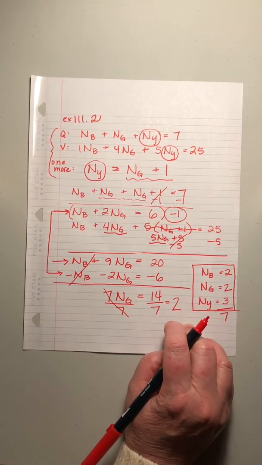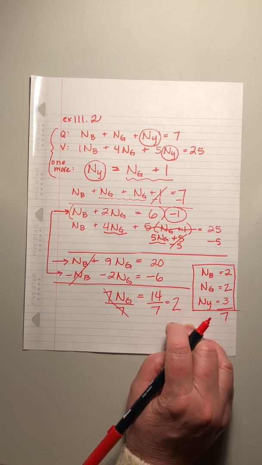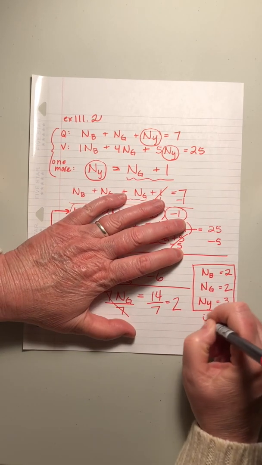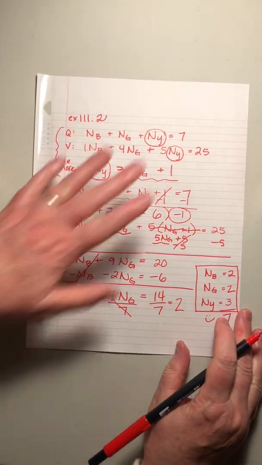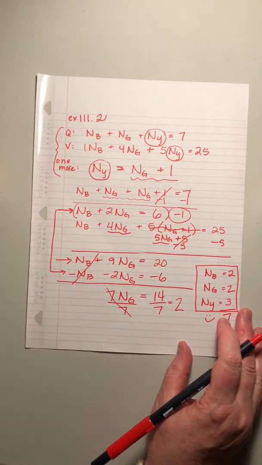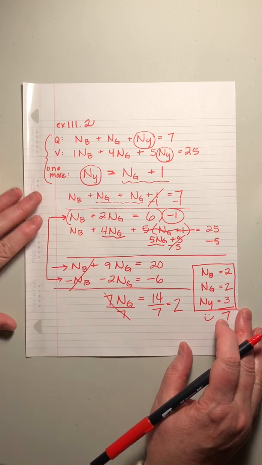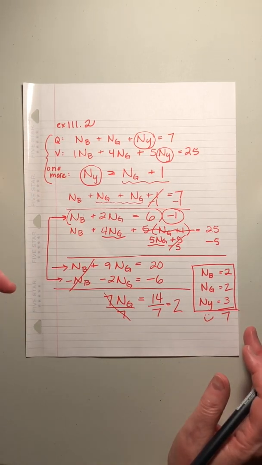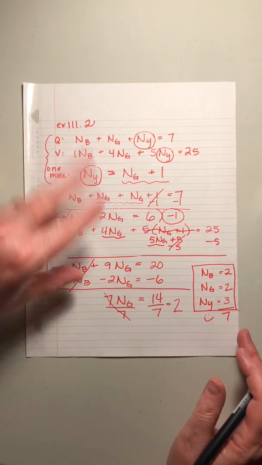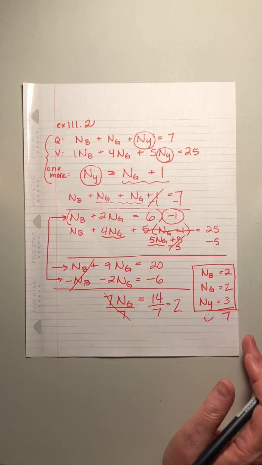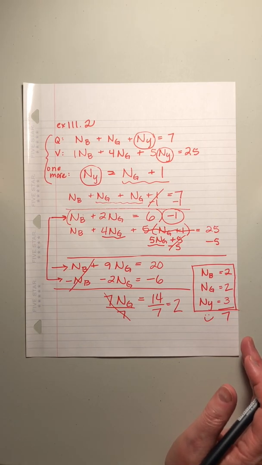Blue 2, yellow 3, greens 2. Yay! You see what I'm saying? These are a little crazy and we have to sort out the words, but actually solving these was pretty straightforward, right? We just substituted into both and then eliminated. All right, I hope you feel smart. I hope you feel like these are not that big of a deal.